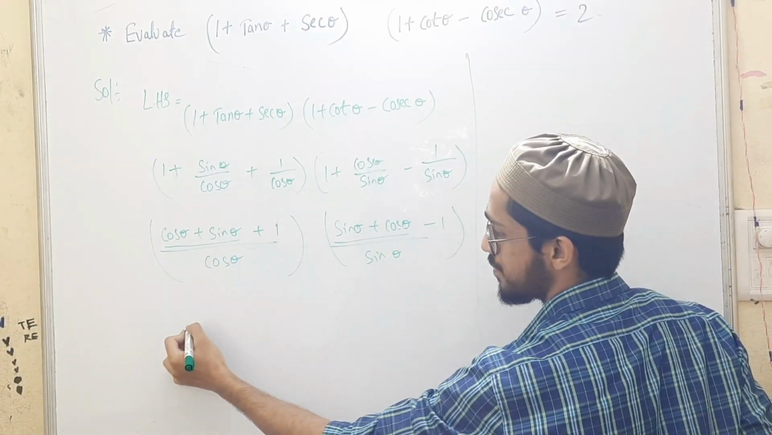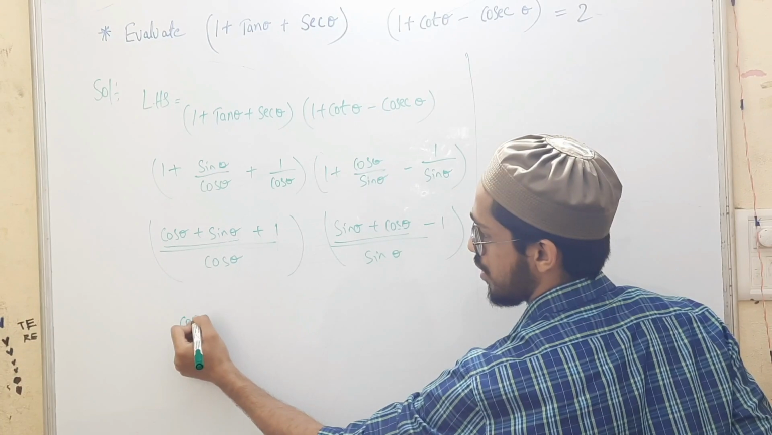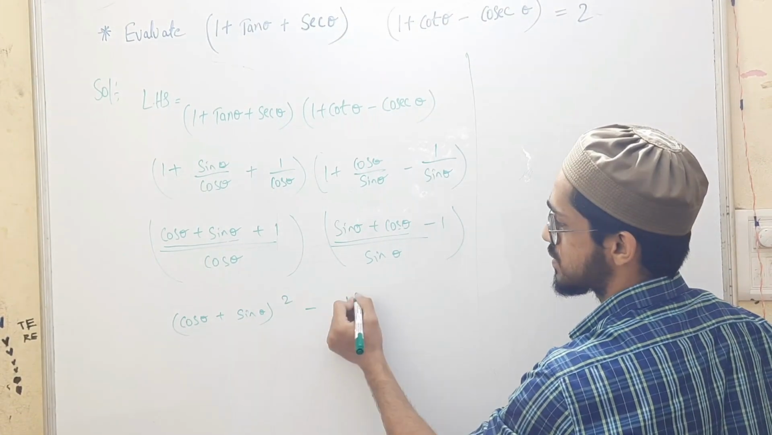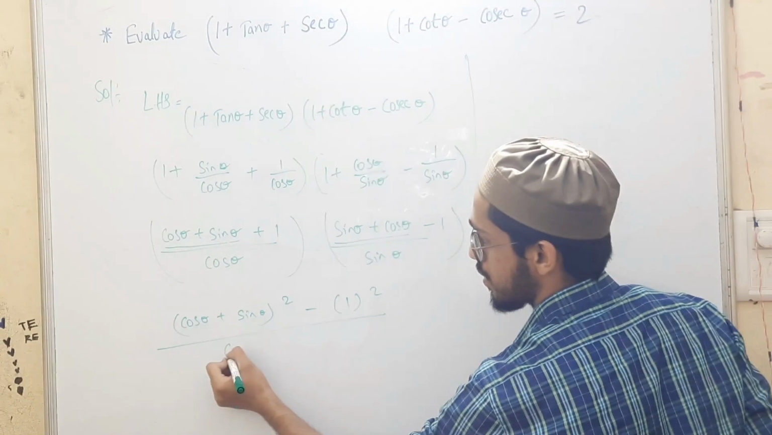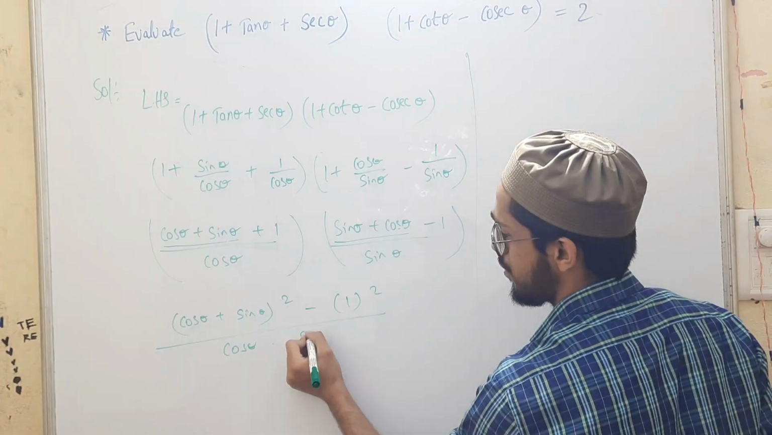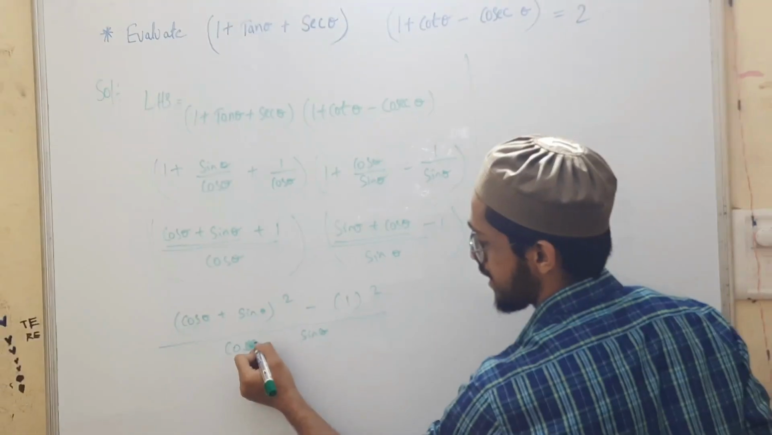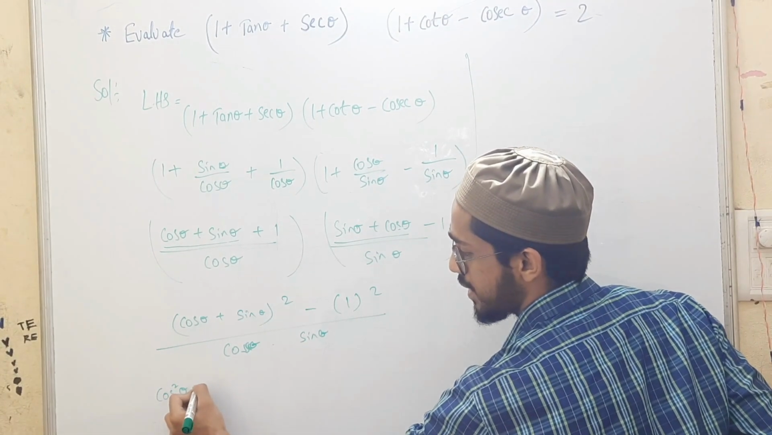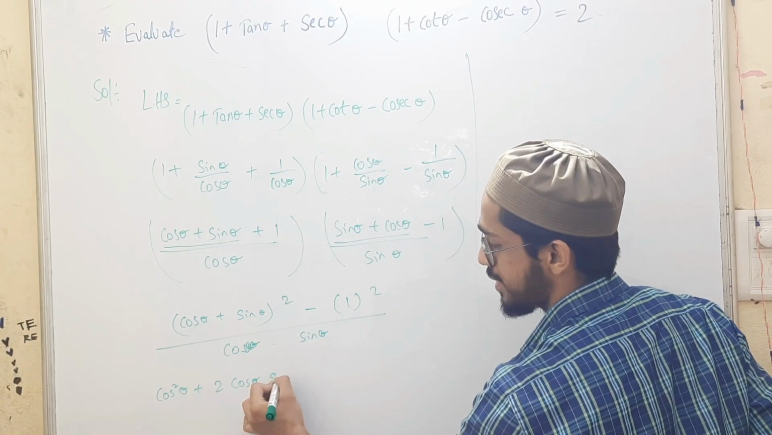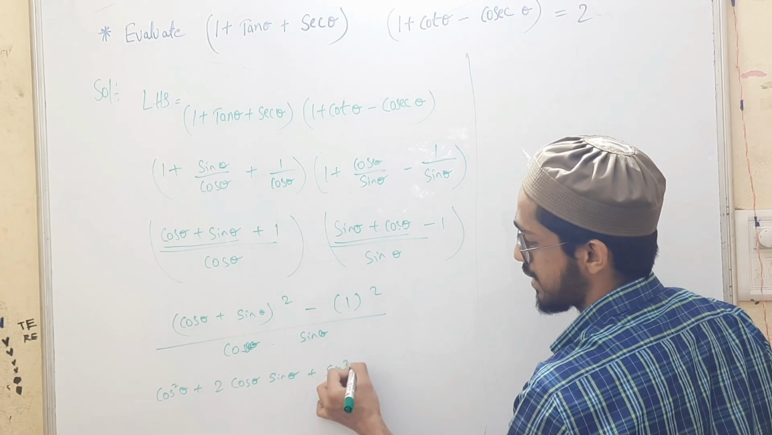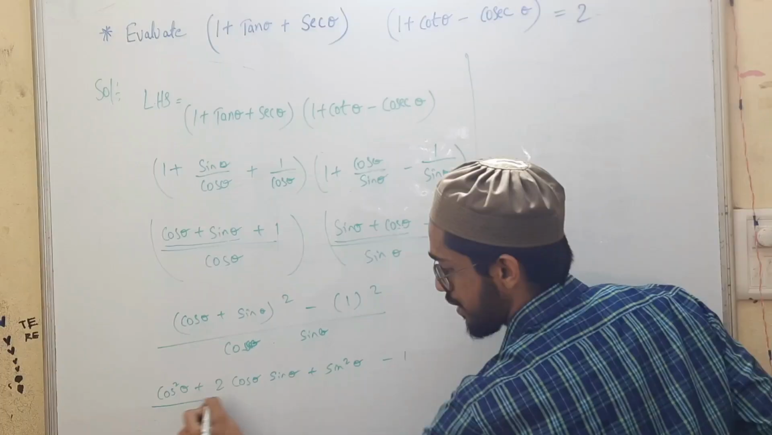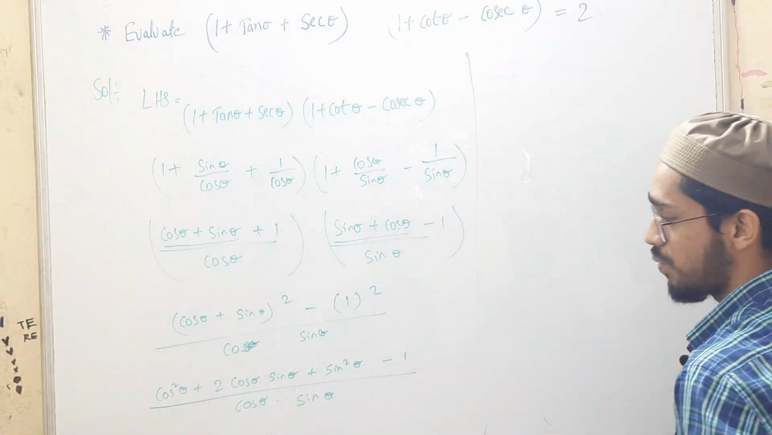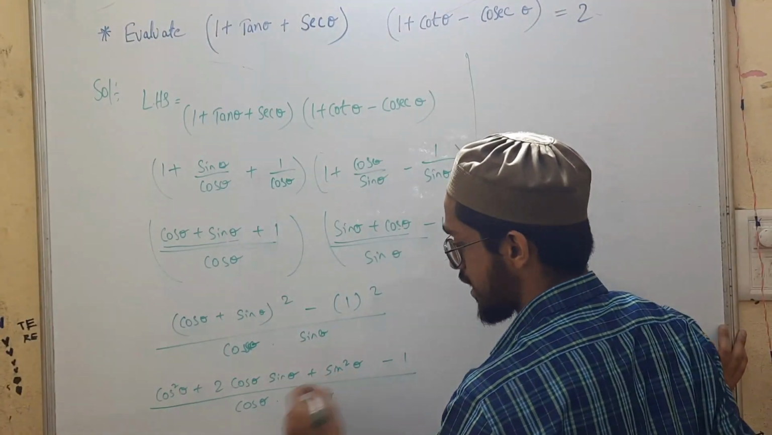So, a square minus b square. Write it like this, (cos theta plus sin theta) whole square minus 1 square by cos theta into sin theta. This is a plus b whole square. Now expand this. How? Cos square theta plus 2 cos theta sin theta plus sin square theta minus 1 by cos theta into sin theta.